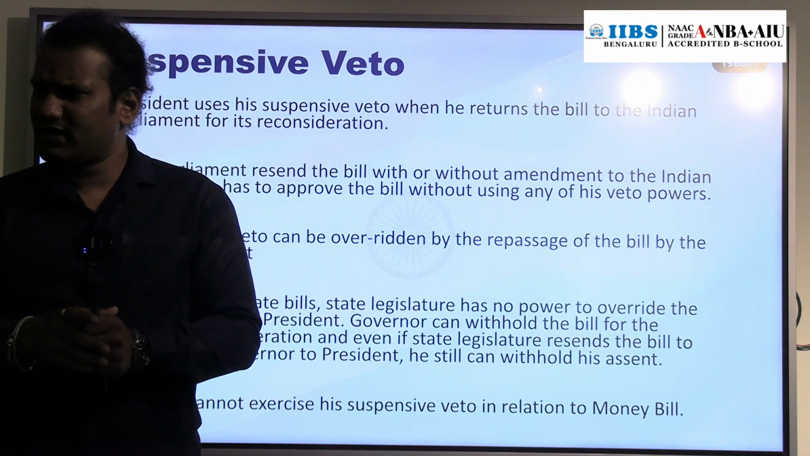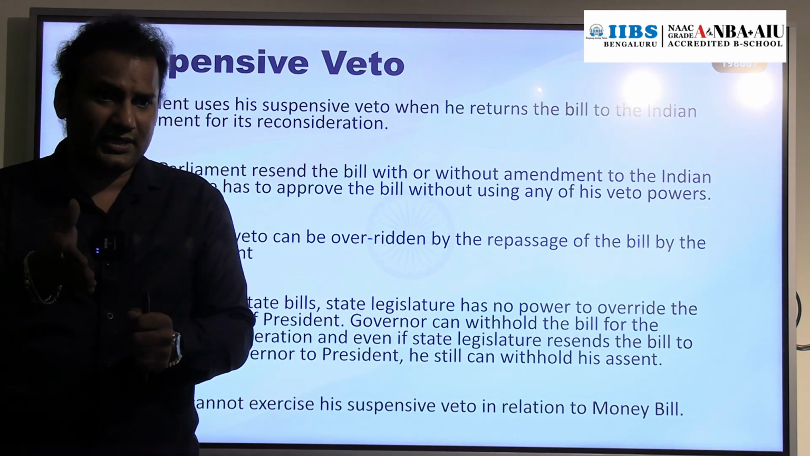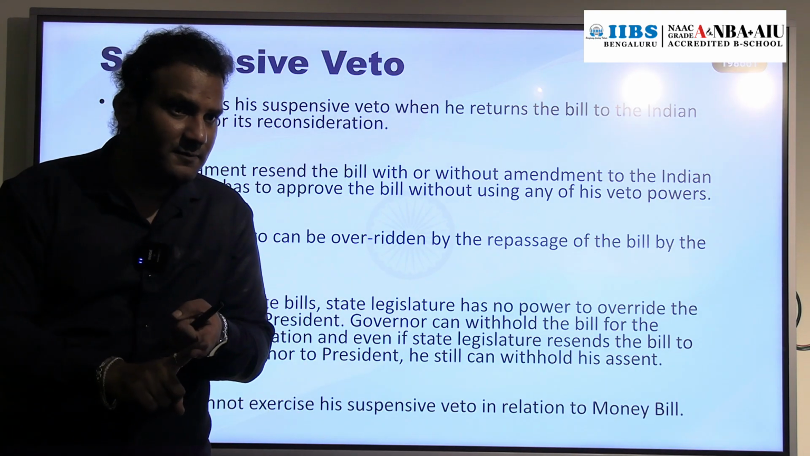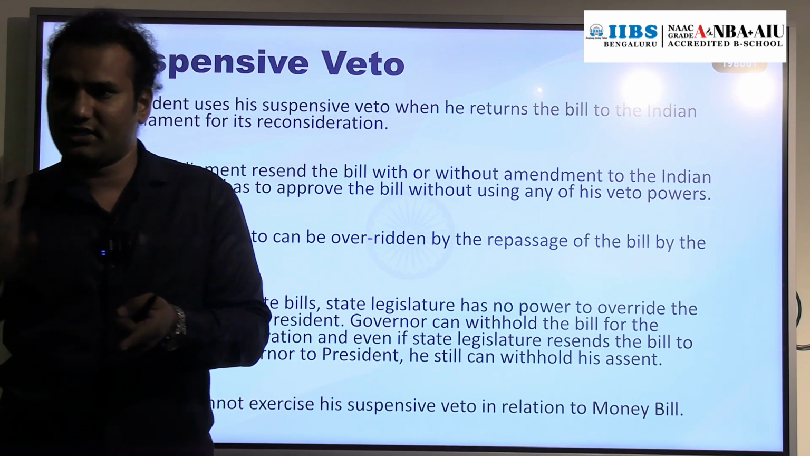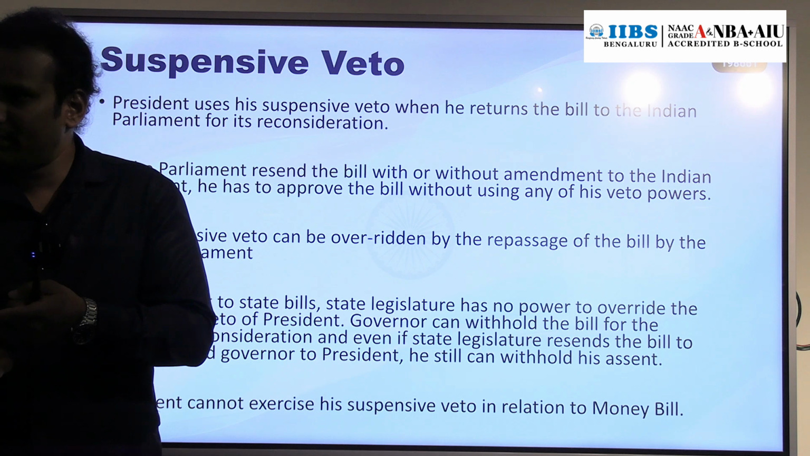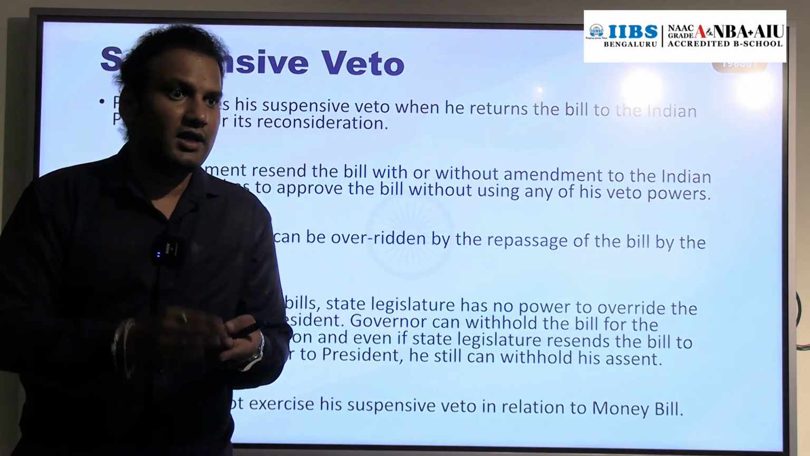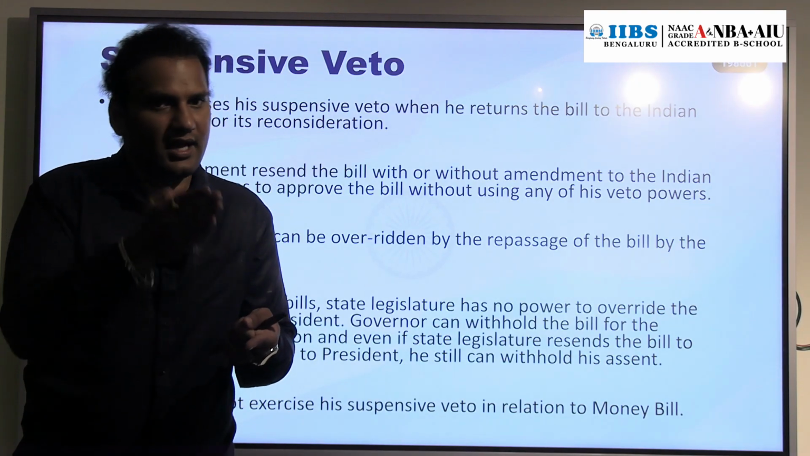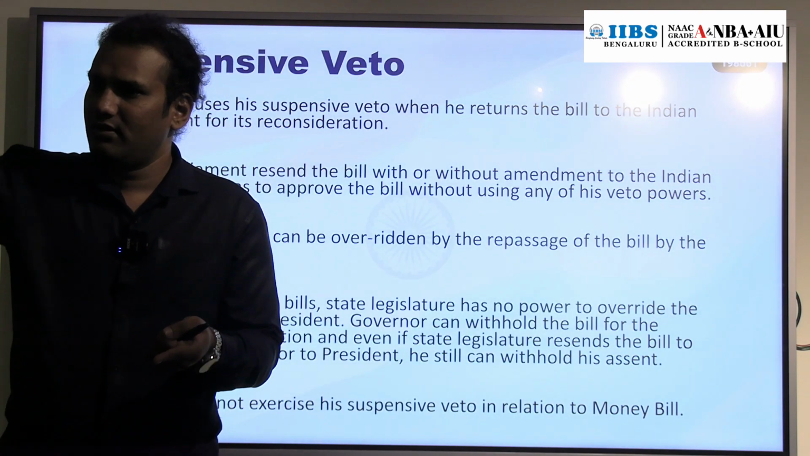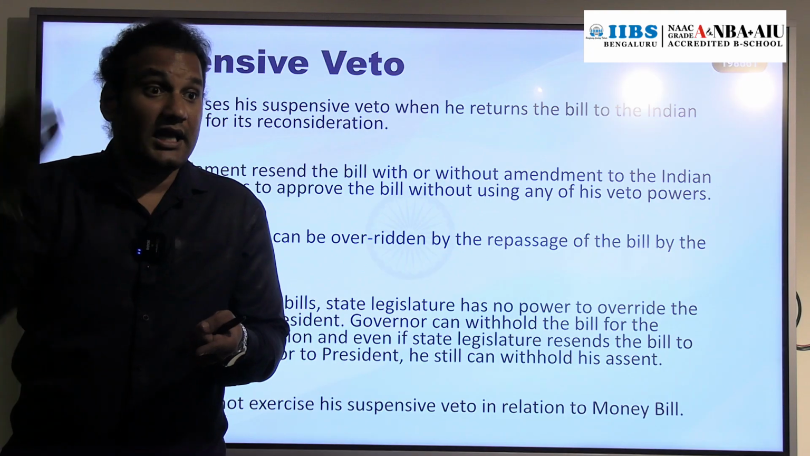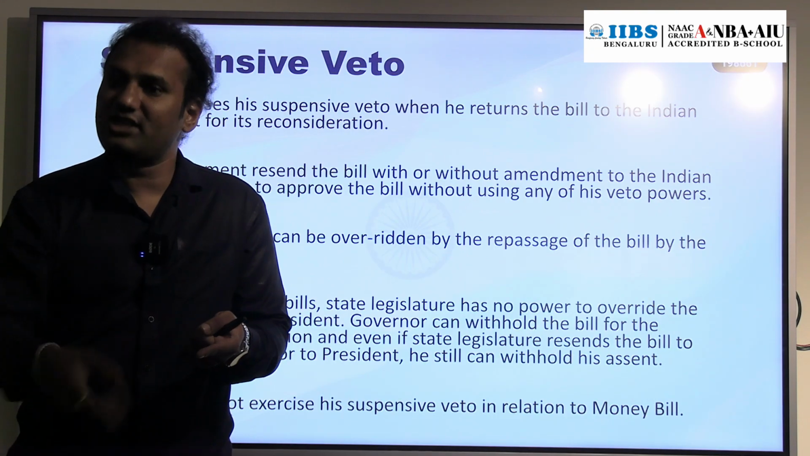Then what can the houses do? Both the houses can pass the bill with changes or without changes. If they pass the bill with changes, again the bill will be sent to the president.